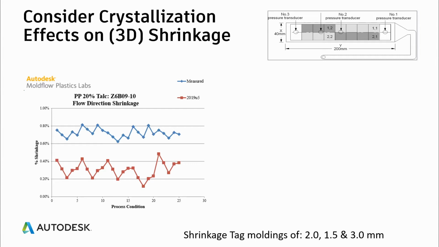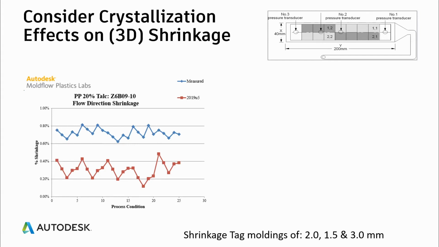These shrinkage tag moldings are done at a range of different processing conditions, 25 conditions in total. And these are spanning over 3 molding thicknesses, 2 mm, 1.5 mm, and 3 mm, and also different packing pressure levels, different melt temperature and mold temperature levels, and different flow rate levels.